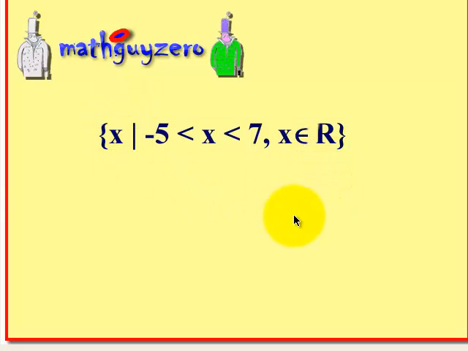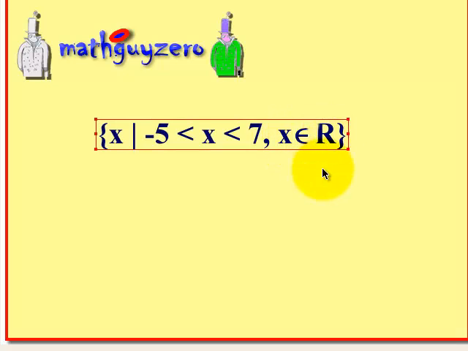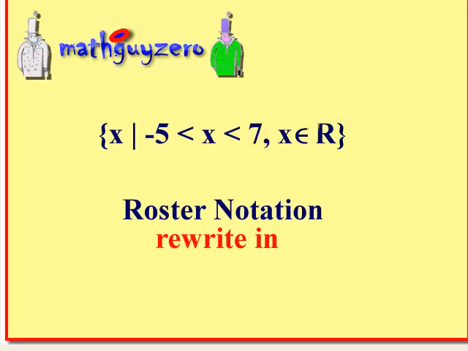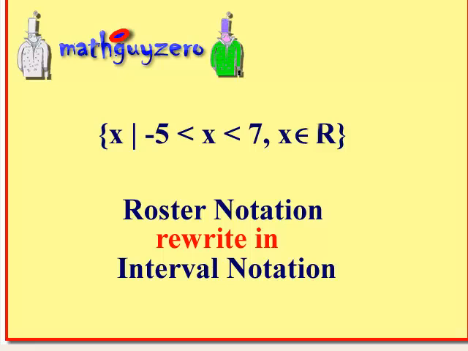A set is a group of numbers in math that share a similar characteristic, and we define sets through the roster method. So this literally means the set of x, any number, such that x has to be greater than -5, less than 7, comma, and x is any number from the reals. That's mathese, okay? So this is roster notation, and we're going to rewrite it into interval notation.